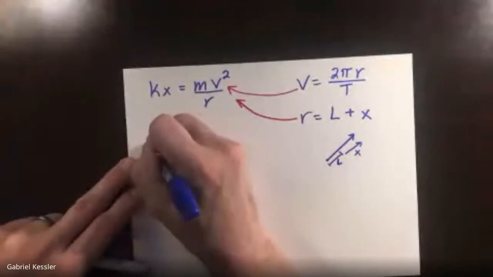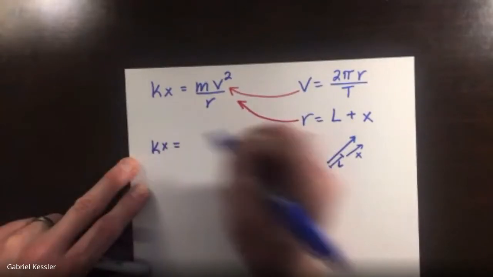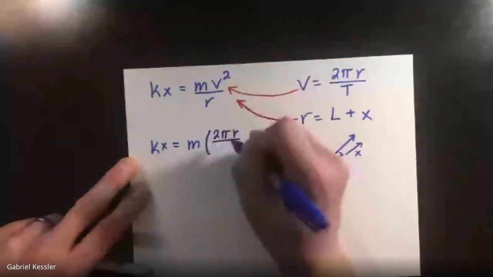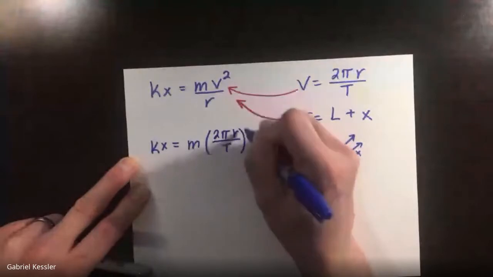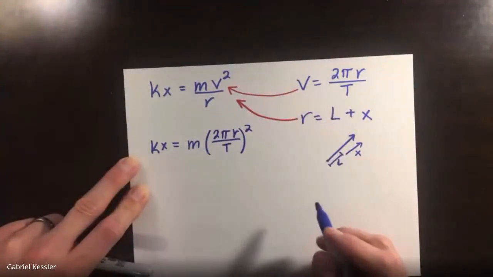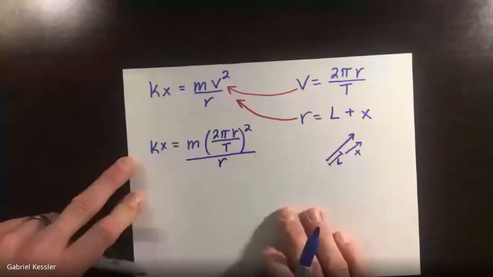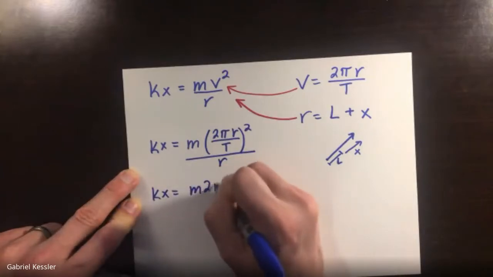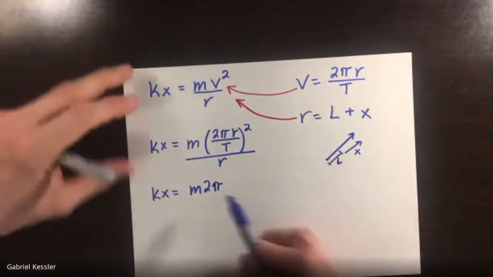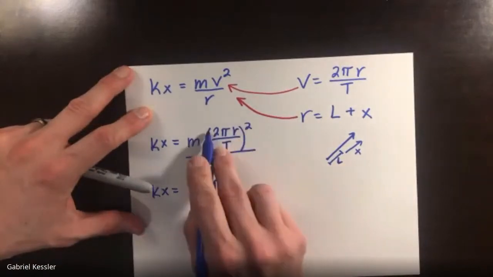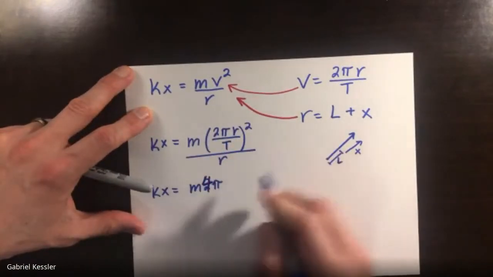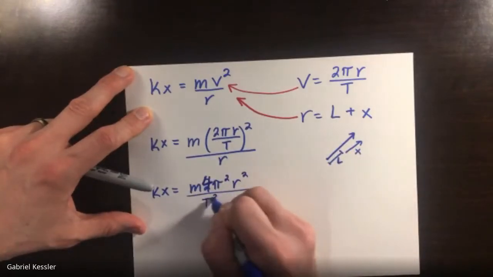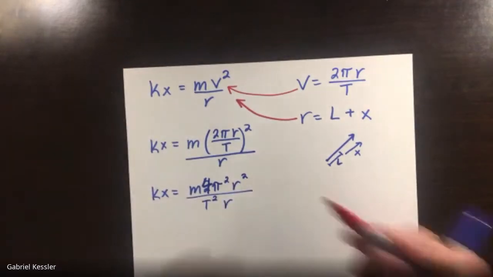And what you get is kx equals mass times the speed, 2 pi r over the period, quantity squared, and we'll plug in the r in just a second, all divided by radius. Okay, so squaring everything in here, I get kx equals m times 2 times pi. I'm sorry, I messed up already. That 2 is actually 4 because I squared the 2. So the 2 becomes a 4, pi becomes pi squared, r squared, and then we've got period squared in the denominator, and another radius in the denominator. So one of those radii will cancel.